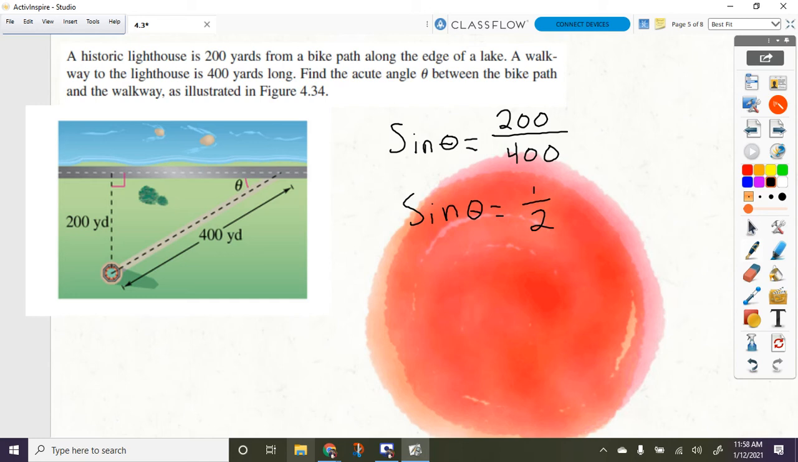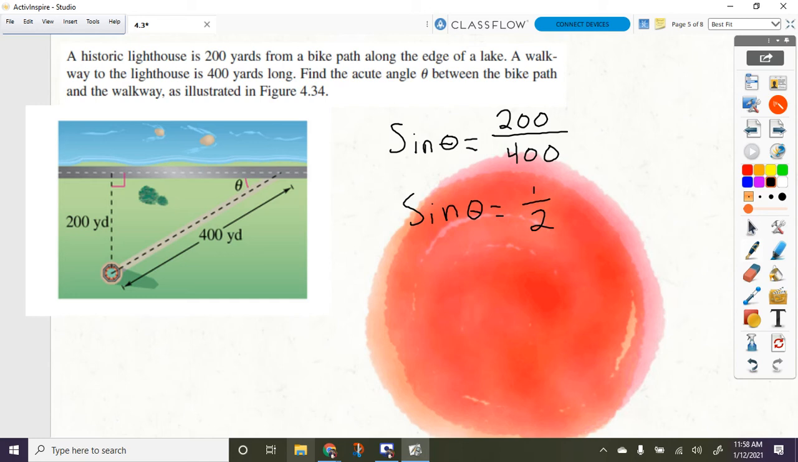At 90, remember our point is 0, 1. So cosine is 0, sine is 1. The other one, it'd be 30 degrees. Okay? Remember, your sine is your y value, or your second value.